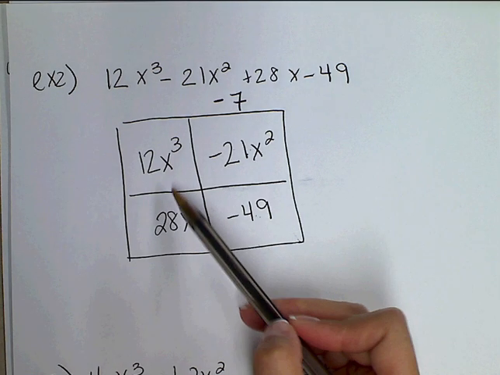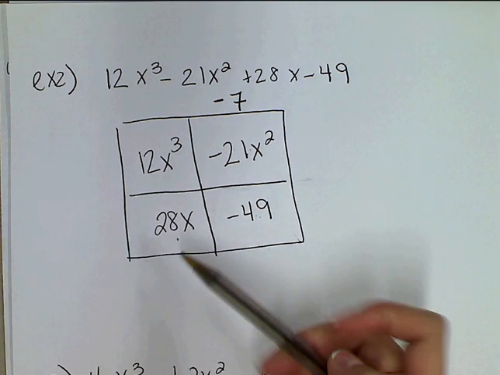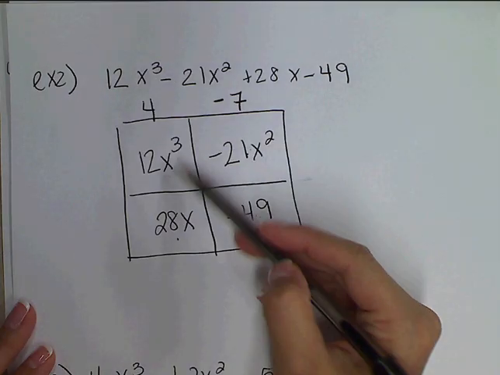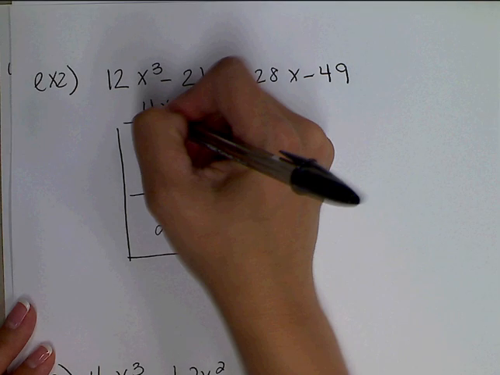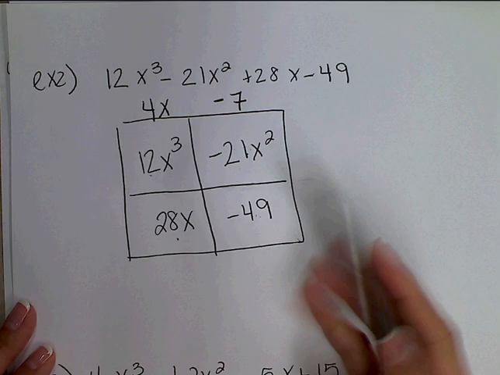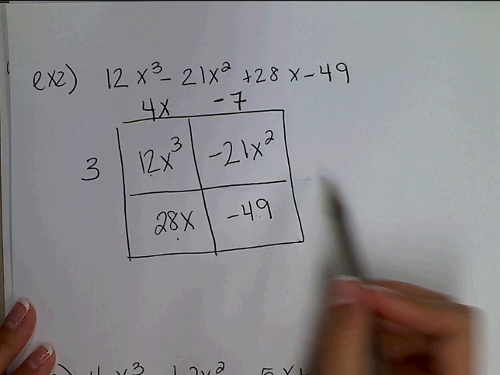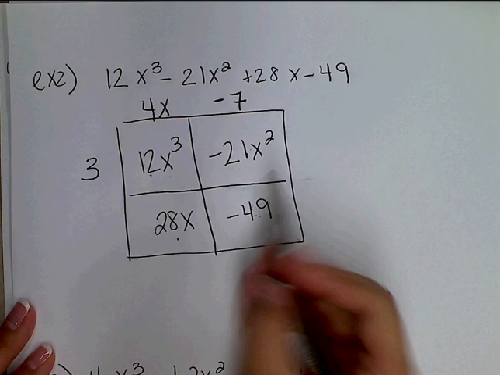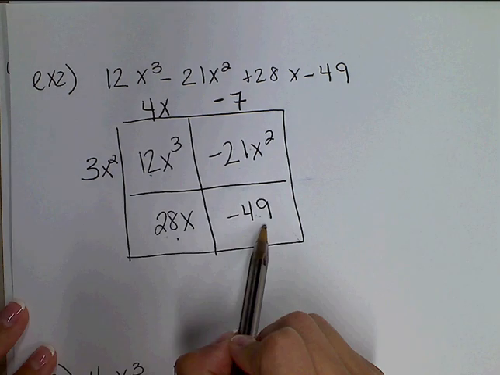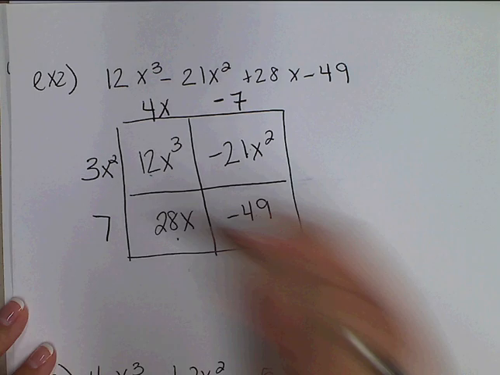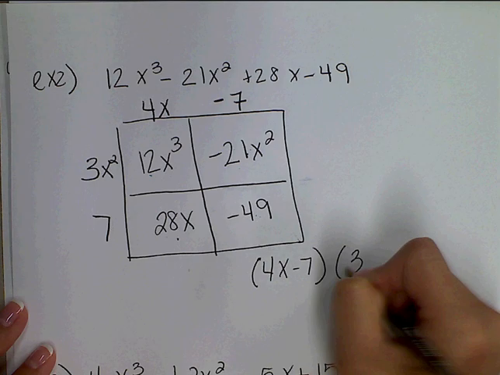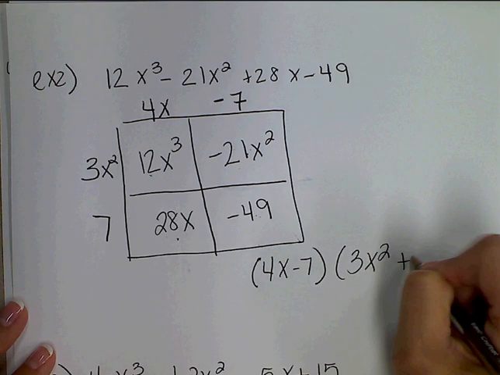The GCF of 12 and 28 would be 4. And x to the third and x would just be 1x. The GCF of 12 and 21 would be 3. And x to the third and x squared would just be x squared. And GCF of 28 and 49 would be 7. So my final answer, 4x minus 7 and 3x squared plus 7.